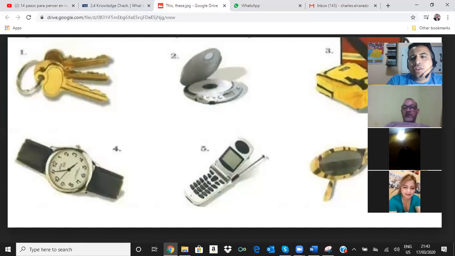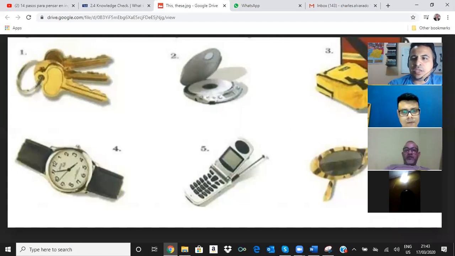Very good. Number two. Look at picture number two. How do you say it? This is my CD player. Okay, very good. ¿Alguien lo dijo ahí? Oscar. This is my CD player. Okay, number three.